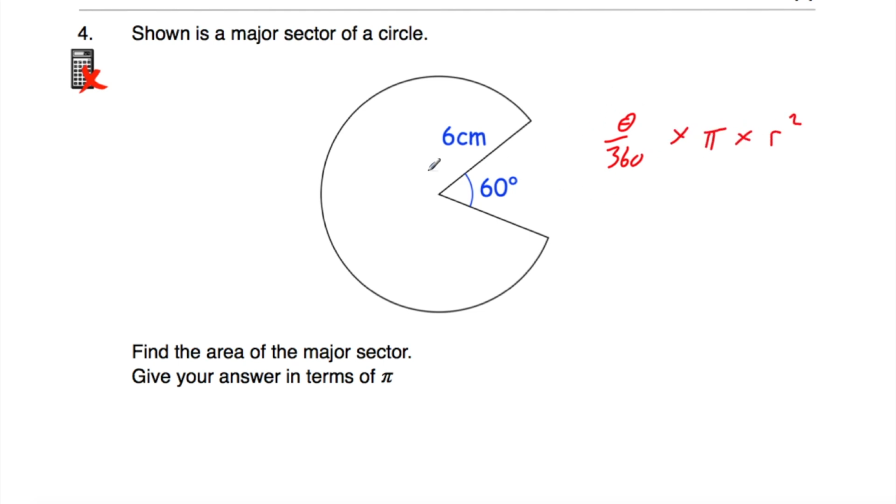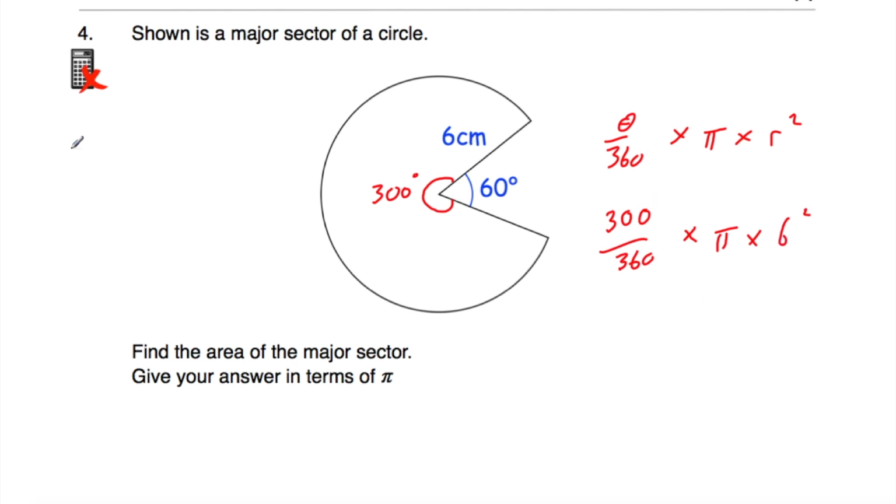So in terms of beta, the angle enclosed by the sector. So if this is 60 degrees, we want to find this angle here. So remember the angles at a point add up to be 360 degrees. So if this is 60 degrees, this angle here will be 300 degrees. So that's a 300 degree angle. And so that means that in terms of our formula, whenever we substitute in the angle, the beta, which is 300 degrees, we get 300 over 360 multiplied by pi multiplied by the radius. So the radius of the whole circle is 6, so 6 squared.